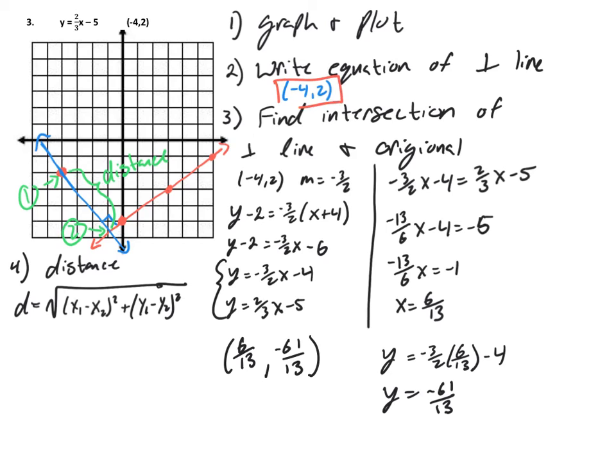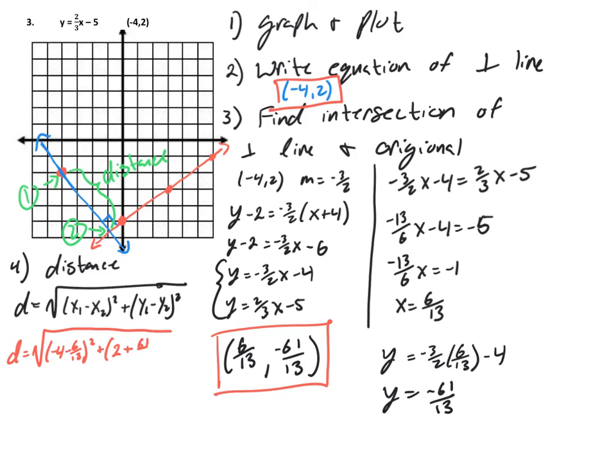All right, now we have 2 points that we're going to use, right? We have our original point, and then we have the intersection of the line perpendicular through that point to the other line. Now we just want to apply our distance formula very carefully, making sure that we're entering it into the calculator very carefully. So we're going to get that our distance equals the square root of -4 minus 6/13 squared plus 2, and then plus, because it's minus and negative, 61/13 squared. Now that we're at the end of our problem, we can go ahead and round, and we're going to round this to the nearest hundredths. So our distance is approximately 8.04.